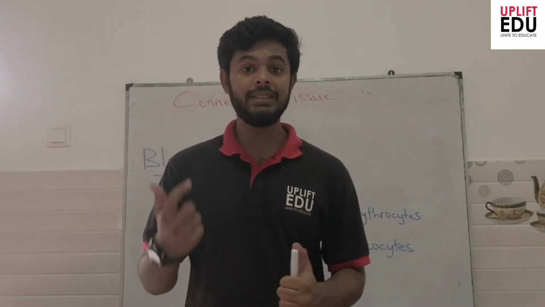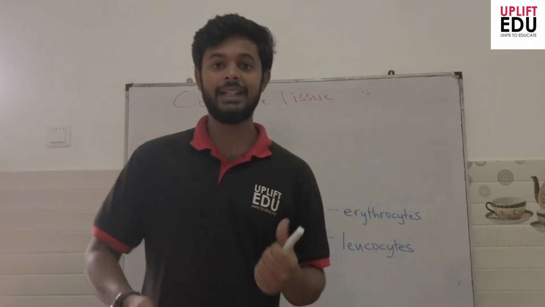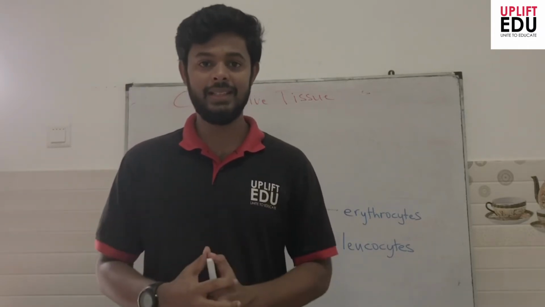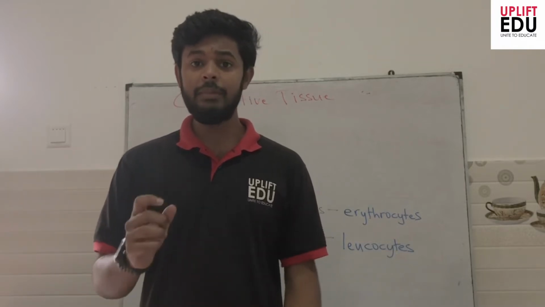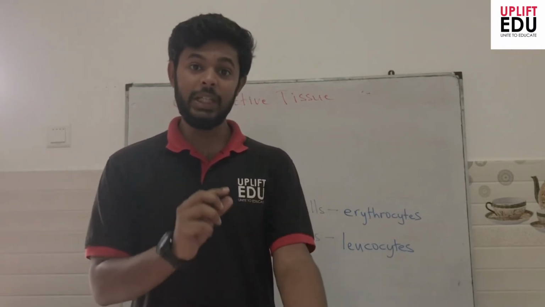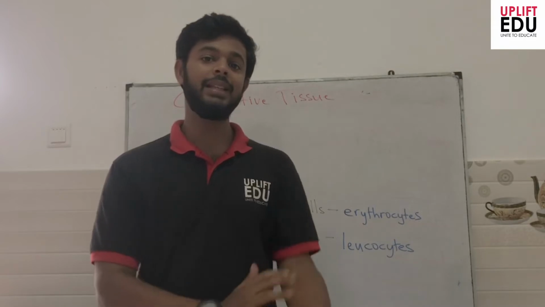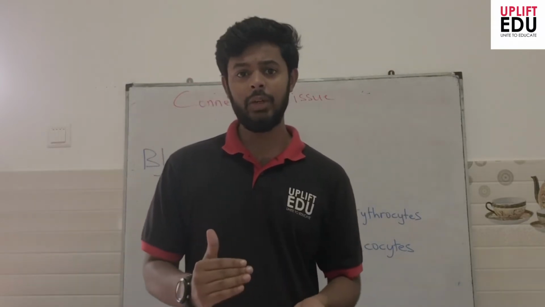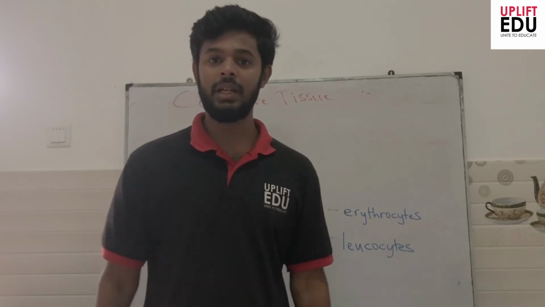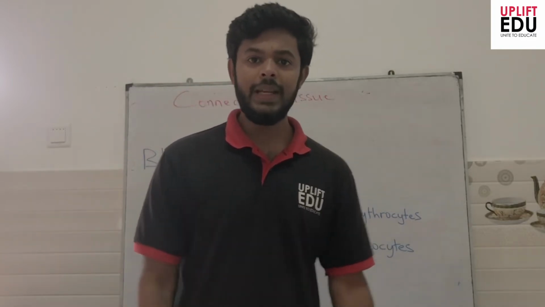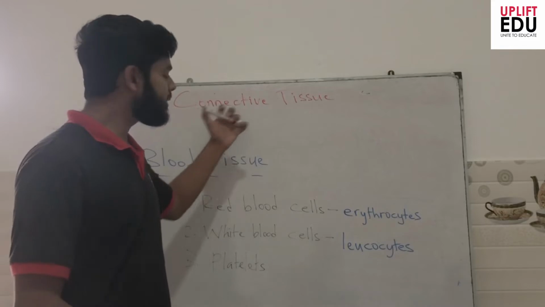Another example we can consider is bones, which maintain the connection between the entire skeletal system, and another one is cartilage. Another important example is the connective tissue that is present beneath the skin. This connective tissue maintains a connection between the skin and the muscles of our body. Let's look at some common features of this connective tissue.